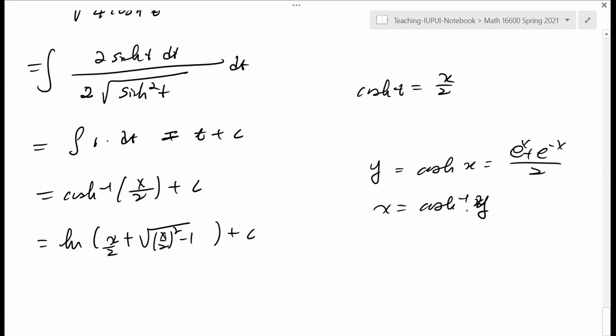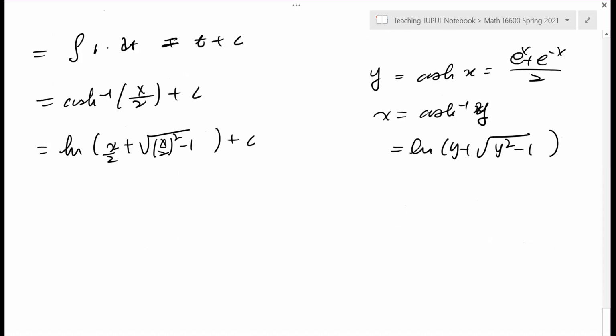But when you solve it, using a quadratic equation, you end up with natural log of y plus the square root of y squared minus 1. All right. Yeah, it's getting complicated.